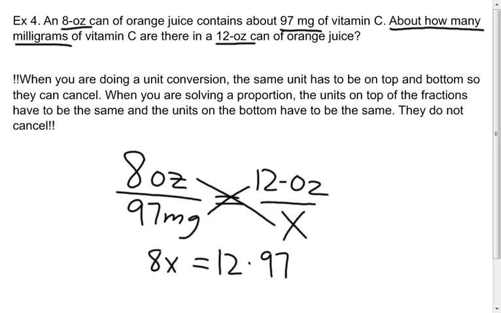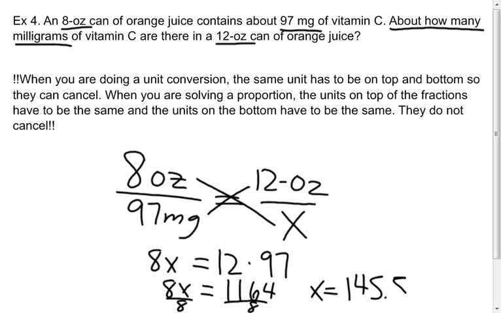12 times 97 is 1,164. I still have 8x over here. Divide both sides by 8, running out of room. Divide by 8, and it says 145.5. What was I trying to find?